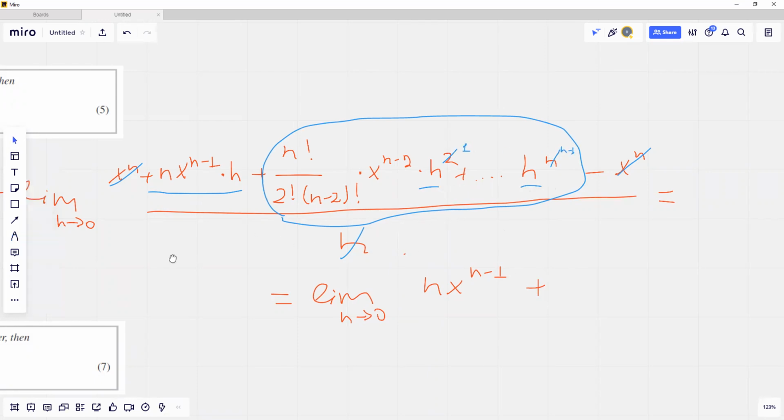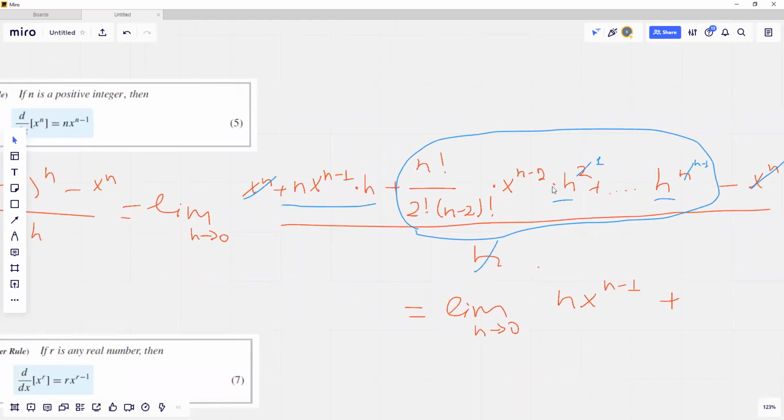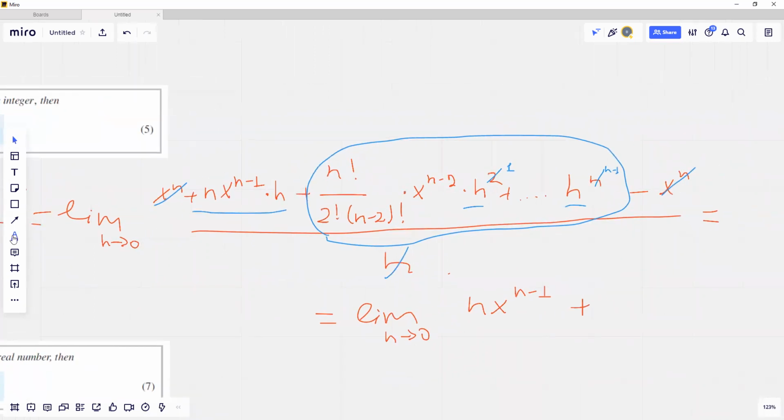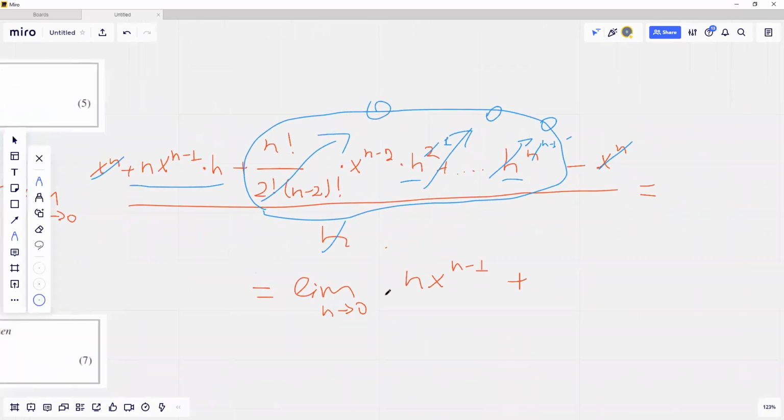And when we take their limit, when h is approaching 0, we'll have some expression here that is invariant of h multiplied by a factor of h to some power. So all these terms are going to disappear when h is approaching 0. So basically, we'll have limit when h is approaching 0 of that n x to the power of n minus 1 that doesn't contain h, plus a bunch of zeros. So this is equal to n x to the power of n minus 1.